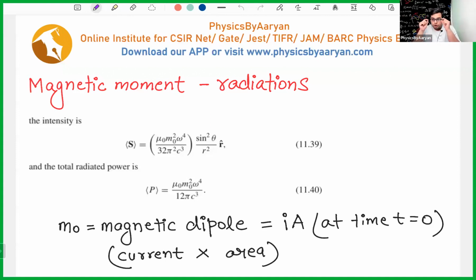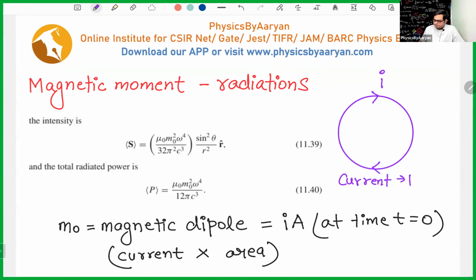So the first thing I want to tell you is, what if the magnetic moment is changing? Now, what is this magnetic moment? Let's say you have a current carrying loop. So you have a loop, and this loop has some current I. Whenever you have a current, you have magnetism. And magnetism never comes alone. It always has north and south poles both.